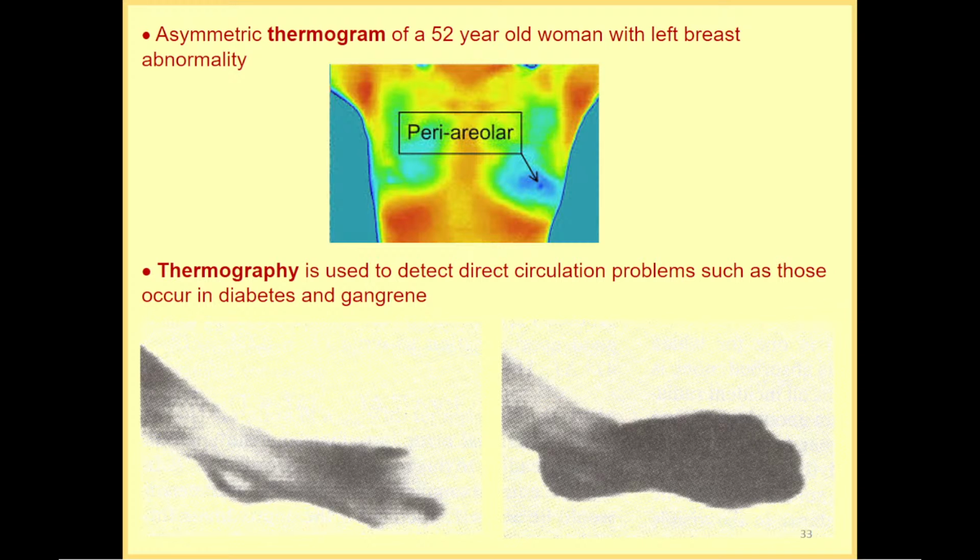You can see the abnormality is clearly imaged, and this is evidenced diagnosis. Thermography is used to detect circulation problems such as those that occur in diabetes and gangrene. What is the conductor of the heat, delivering the heat to the skin, after which the heat, in the form of electromagnetic energy, is released outside?